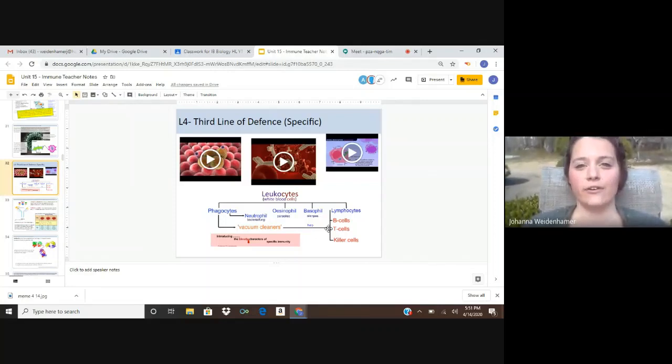And when we talk about our third line of defense, we're now going to be talking about specific immunity. So our white blood cells, specifically the lymphocytes, as we see here, are now going to attack pathogens because they know what they are. So they're going to be attacking specific pathogens with antibodies. And the lymphocytes that we'll be talking about today include B cells and T cells and killer cells.